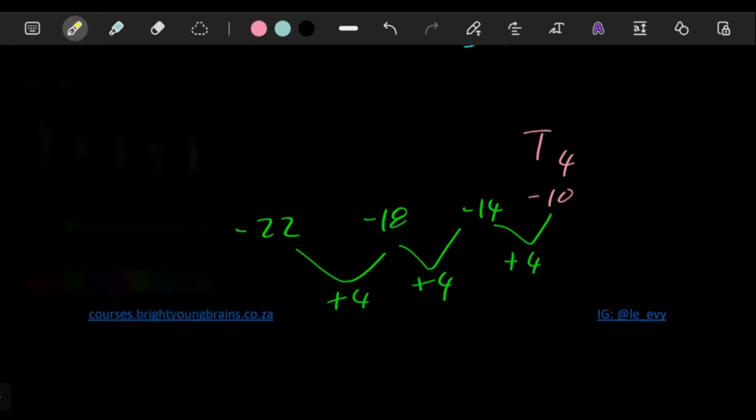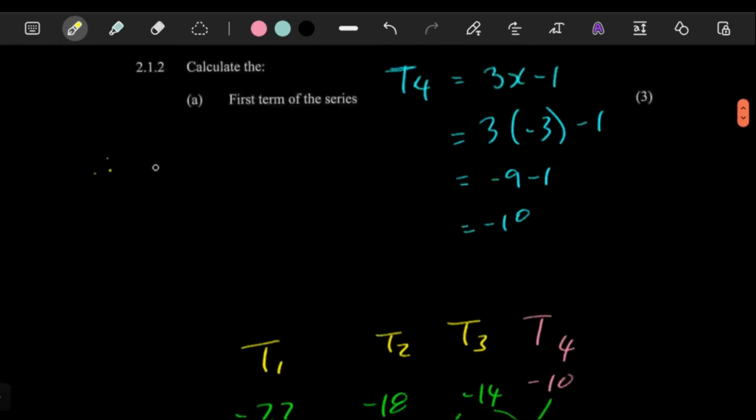But anyways, we're working backwards, so we're doing the opposite. Negative 22, if you plus a 4, you get this. If you plus a 4, you get this. If you plus a 4, you get this. So here we can say, therefore, the first term is negative 22.